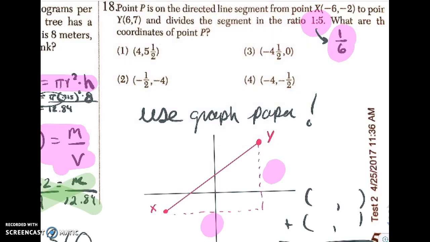Okay, I want you to use graph paper for this one. Don't draw it like I did. Use real graph paper. This is partitioning a directed line segment. 1:5 ratio is 1/6. So I'm going to take 1/6 of this distance and 1/6 of this distance. So 1/6 of the x distance is 12 that way. Then we'll take 1/6 of the vertical distance, which is from 7 to -2, which is 9.